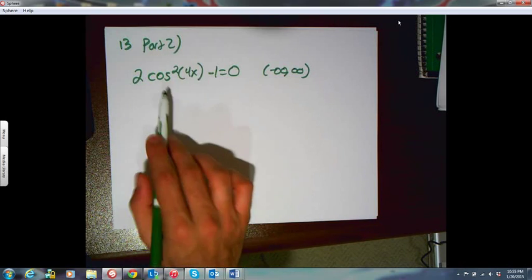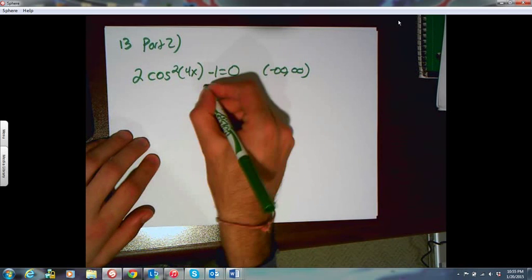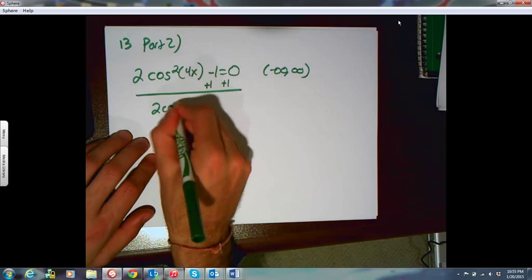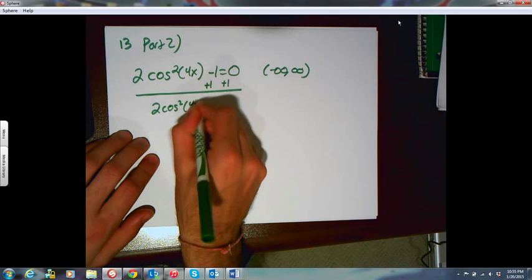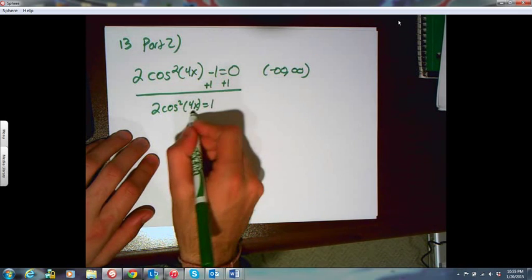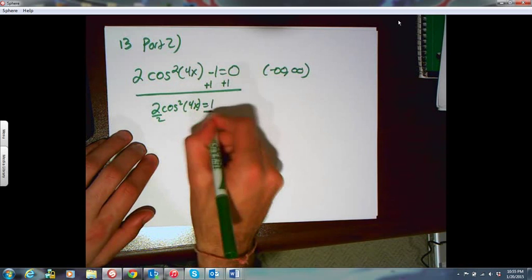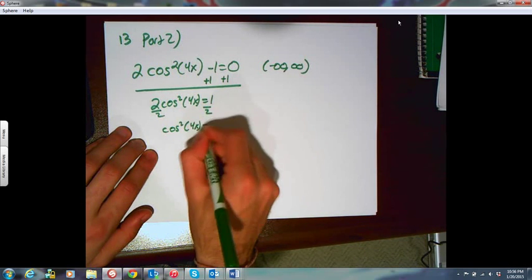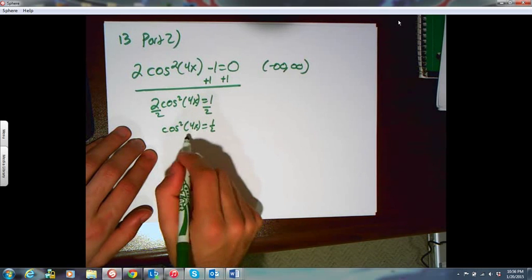This is 2 cosine squared 4x minus 1 equals 0. Let me add 1 to both sides. 2 cosine squared 4x equals 1. Again, the goal is to isolate this x. Let's divide by 2. So we've got cosine squared 4x equals 1/2. Let's take the square root of both sides.